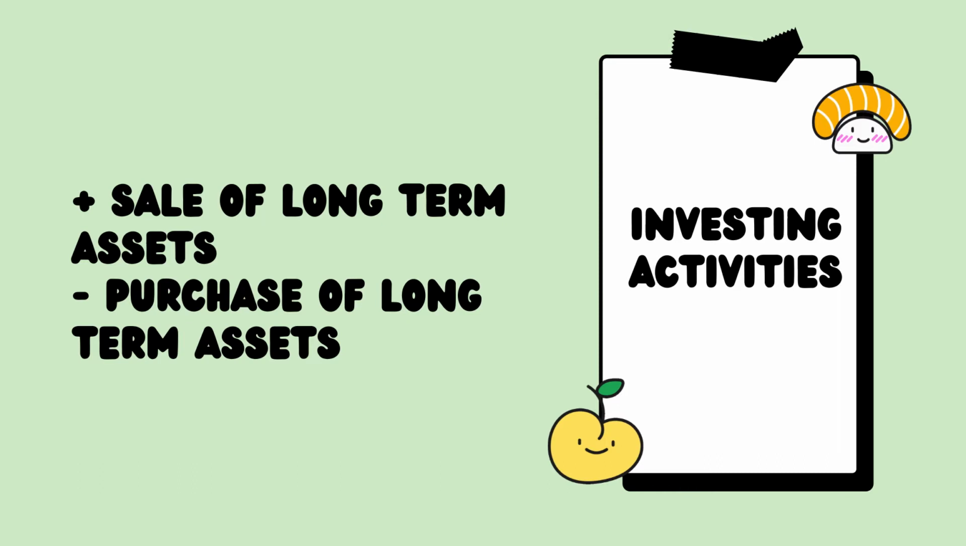Now, the second section is for the investing activities. I'm gonna look at the long-term assets. So if I sell any long-term asset, for example, I sold a land or I sold a building, okay, so I'm gonna receive cash, so I'm gonna add it. While if I bought something, I purchase a land or a building, I'm gonna subtract because I'm gonna pay cash, so my cash will go down.